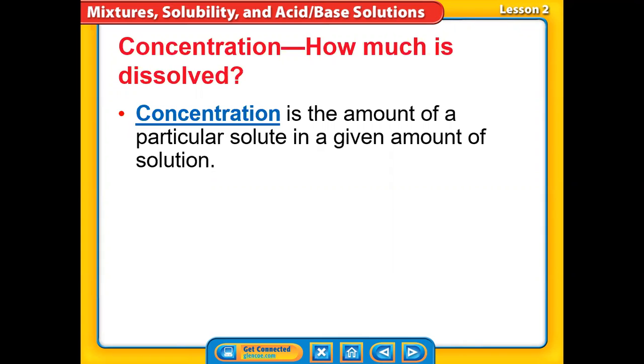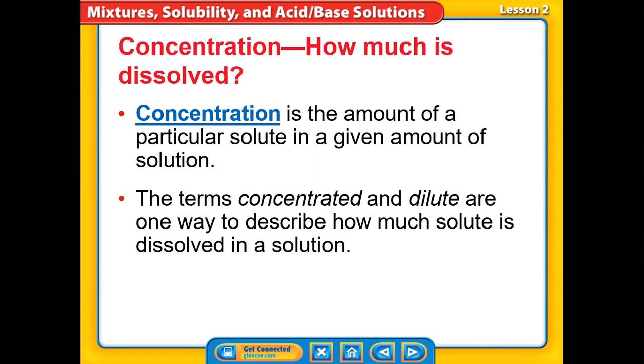We're going to talk about the concentration of a solution. What is concentration? Concentration represents how much solute could dissolve in a certain volume of a solvent. For example, if you have 100 milliliters of water, how much of the solute could dissolve in that? That represents the concentration. So concentration is kind of the mass of the solute over the volume of the solvent.